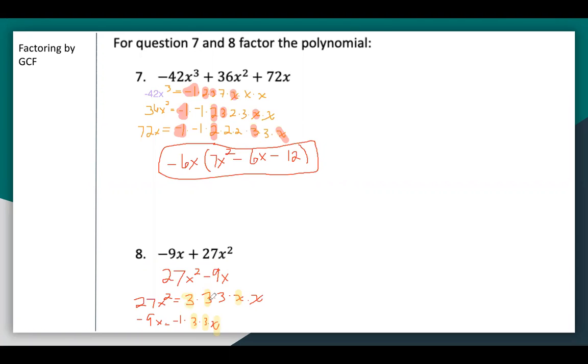And so that would be 3 times 3 is 9. 9 times x is 9x. So the greatest common factor here is 9x. What's left over? 3 times x, which is 3x. And then -1. And there we go. And again, if you redistribute this, 9x times 3x is 27x squared. 9x times -1 is -9x. Okay. And again, pause this video if you need more time with these two questions.